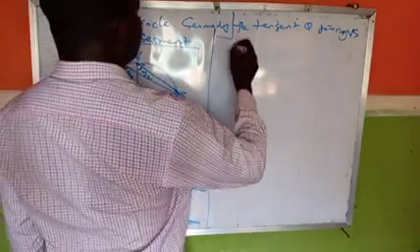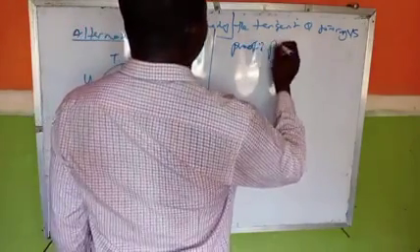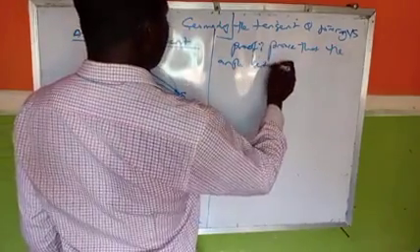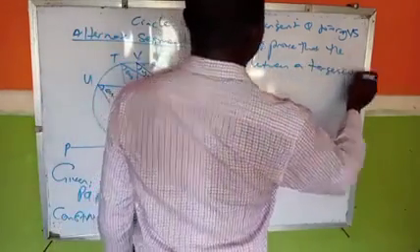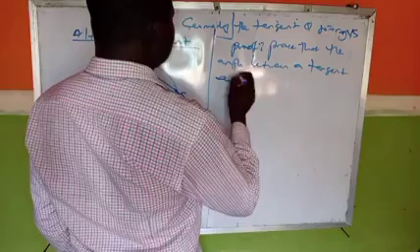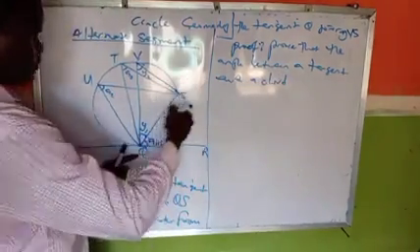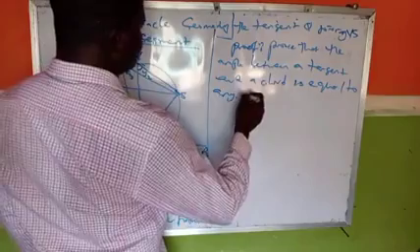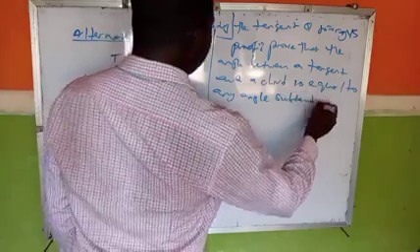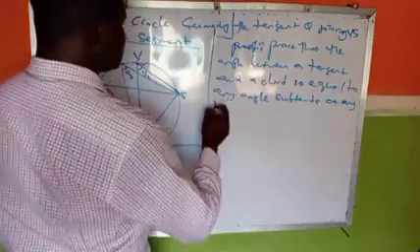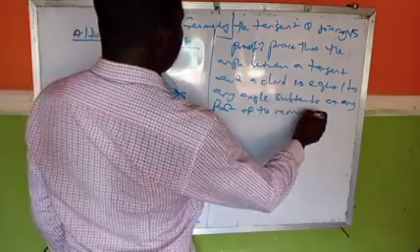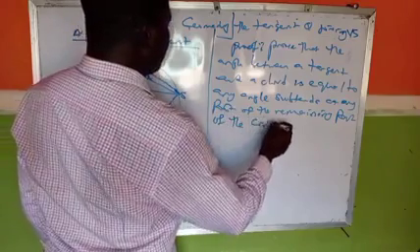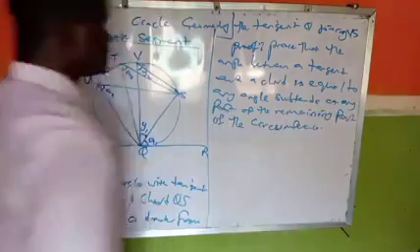Then what do you want to prove? Prove that the angle between a tangent and a chord is equal to any angle subtended at any point of the remaining part of the circumference. So this is what we have to prove.